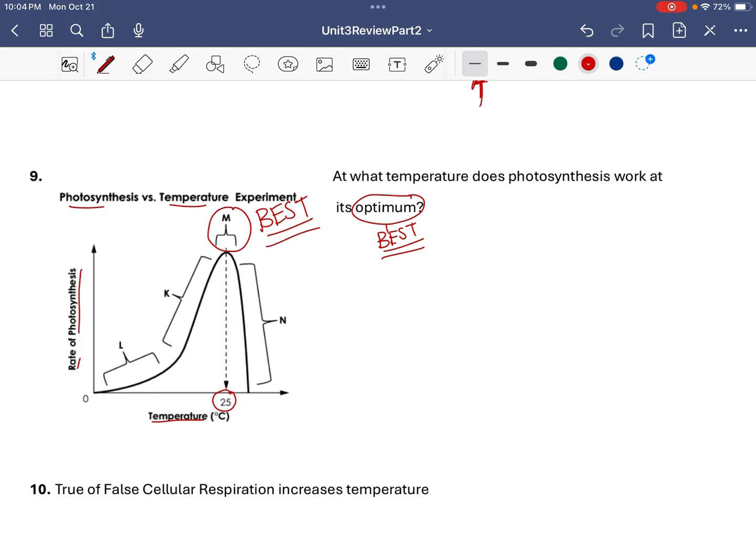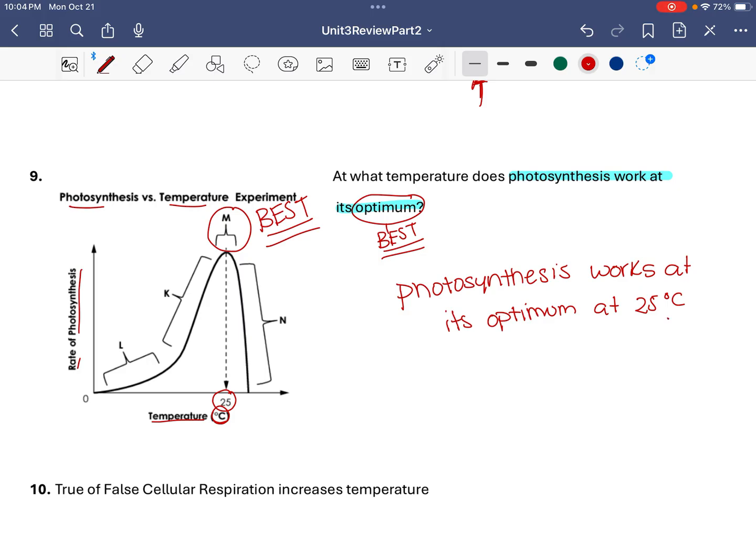So by looking at this graph, you can say photosynthesis works at its optimum at 25 degrees Celsius. Again, and I see that there. You can see that on the graph. You can restate the question to help you write your answer. There's nothing wrong with that in science.